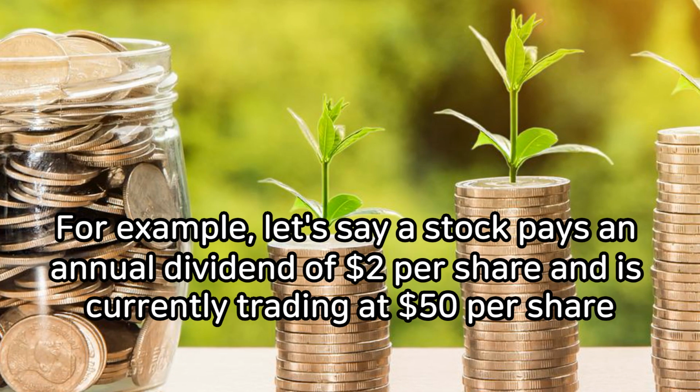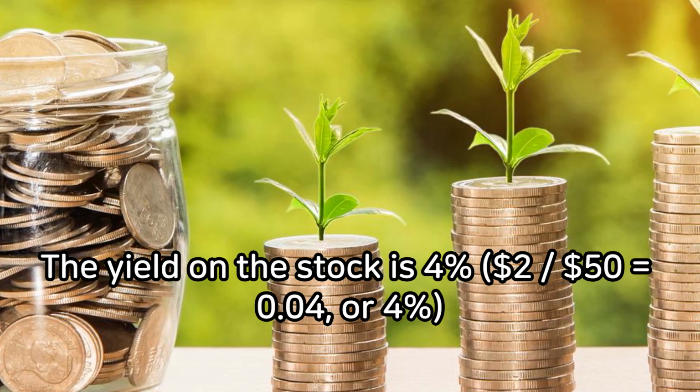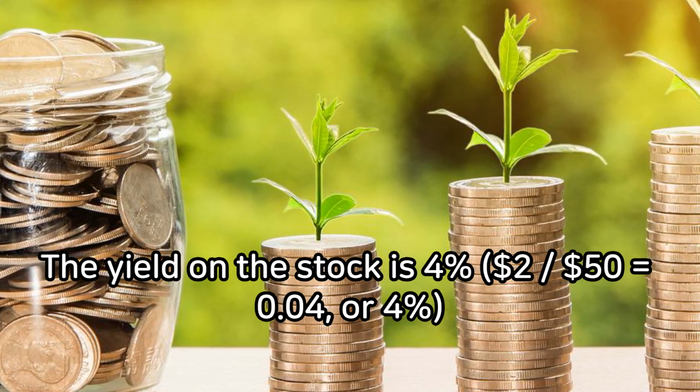For example, let's say a stock pays an annual dividend of $2 per share and is currently trading at $50 per share. The yield on the stock is 4%. $2 divided by $50 is 0.04, or 4%.